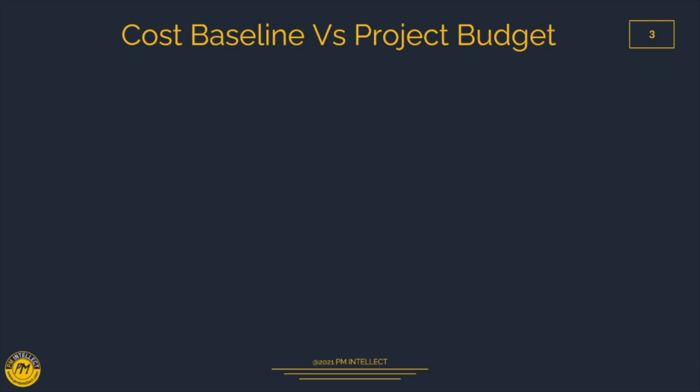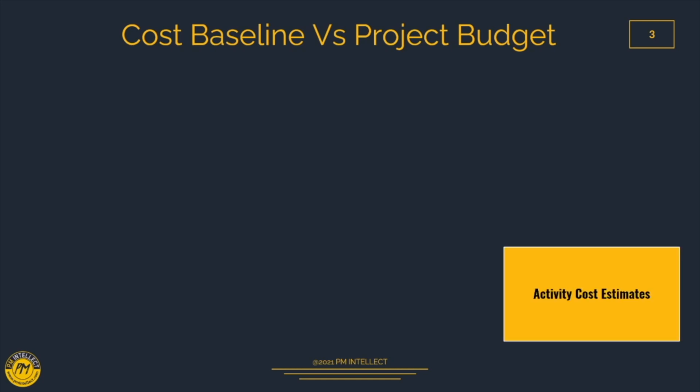To understand the difference between cost baseline and project budget, first we need to understand how the cost is calculated in the project scenario. As we are aware, the project is made of multiple activities. So the first step is to calculate the cost needed to complete a particular activity. So what we do is estimate the cost for that activity. But that is not the full cost. On top of this activity cost, we also put another component which we call activity contingency reserve.